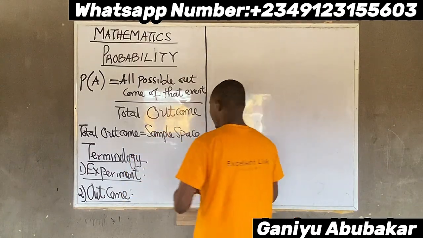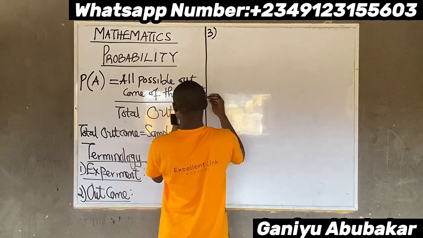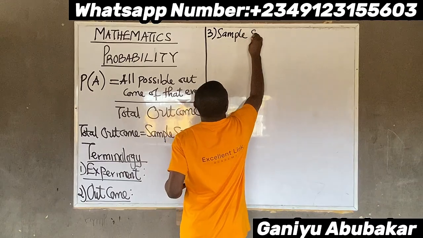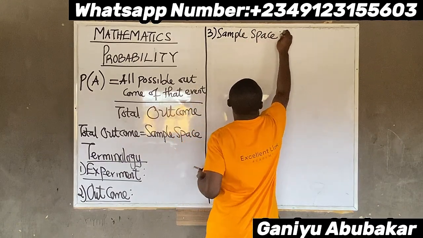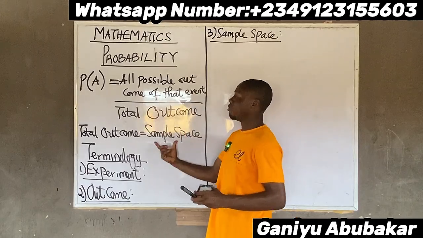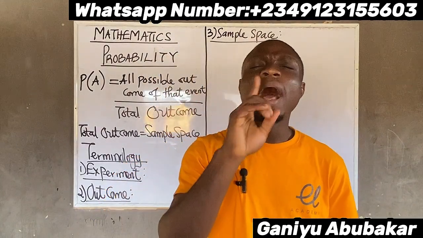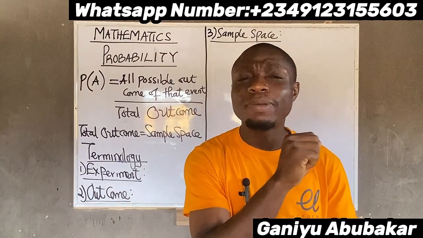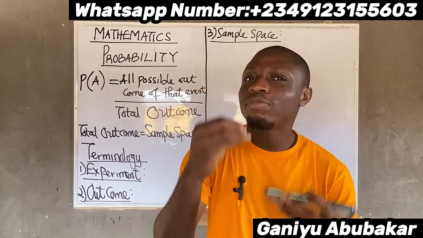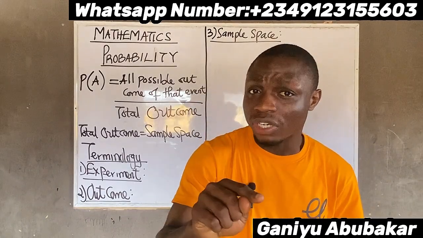Number three, please. The third terminology is called sample space. You know, I said that I can call my total outcome the sample space. Now, what then is sample space? I am begging you, sample space will be used more as we proceed, please. I'll give you the definition now.